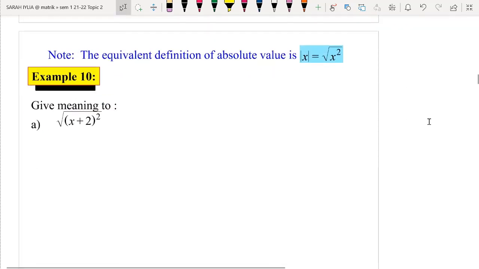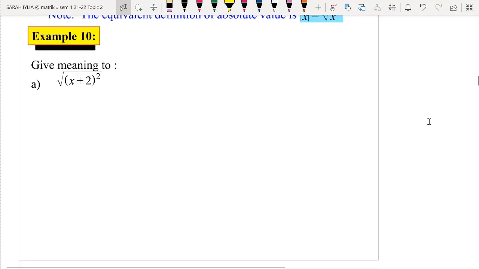Okay, kita masuk second definition. Absolute value of x is basically the square root of x squared. How do we define this? Proceed. Example 10. If we have the square root of x plus 2 squared, how do we define this? By definition, this is basically the modulus of x plus 2. This case only happens if you encounter the square root of x squared. Itu je. Kalau tempat lain takkan jumpa lah ni. Memang awak jumpa the square root of x squared. Itu je cara dia. So, this is equal to the modulus or absolute value of x plus 2. And then, how do we define this?